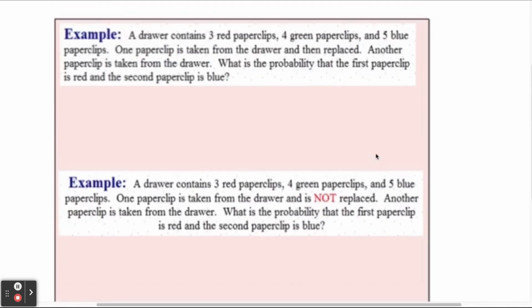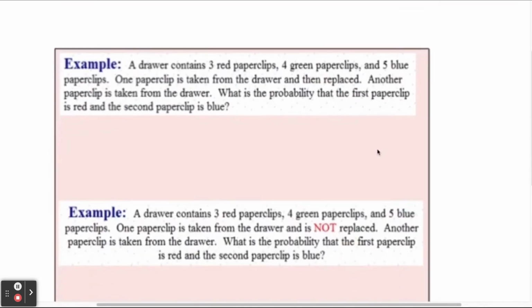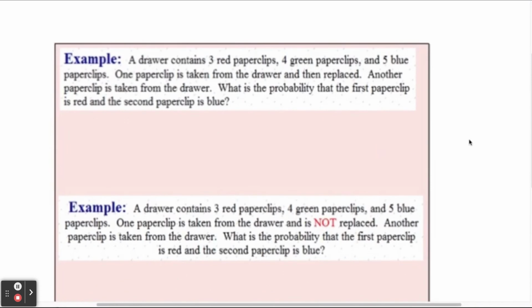Let's go over an example. It says a drawer contains 3 red paper clips, 4 green paper clips, and 5 blue paper clips. One paper clip is taken from the drawer and then replaced. Another paper clip is taken from the drawer. What is the probability that the first paper clip is red and the second paper clip is blue?